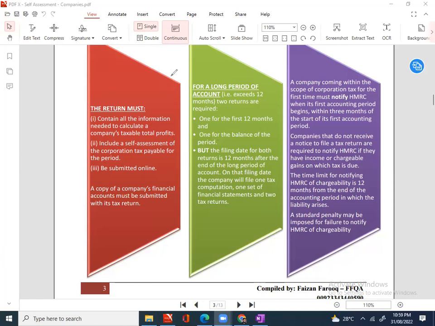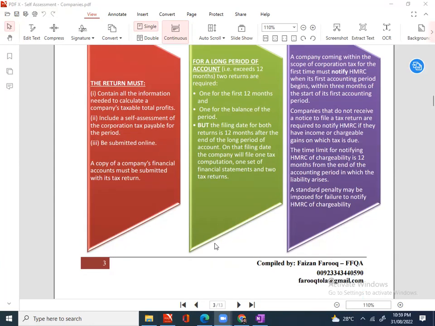For a long period of account, for example one that exceeds 12 months, two returns are required. One for the first 12 months and one for the balance of the period. But the filing date for both returns is 12 months after the end of the long period of account. On the filing date, the company will file one tax computation, one set of financial statements, and two tax returns. One financial statement, which is the 15 months year end financials, and the date is the same.